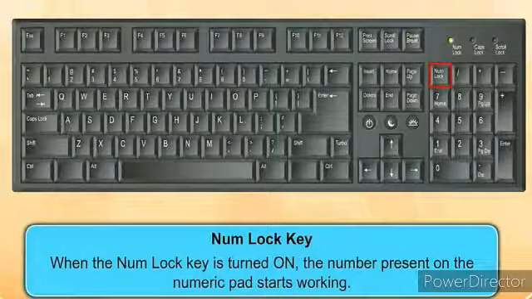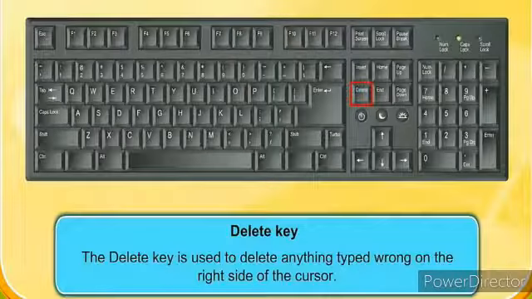Num lock key. When the num lock key is turned on, the numbers present on the numeric pad start working. In case you wish to type numbers using the numeric keypad on the right side of the keyboard, press numlock key. Delete key. The delete key is used to delete anything typed wrong on the right side of the cursor.